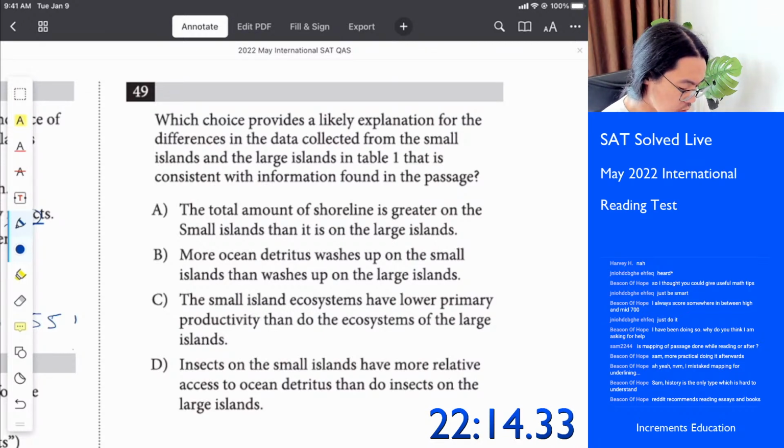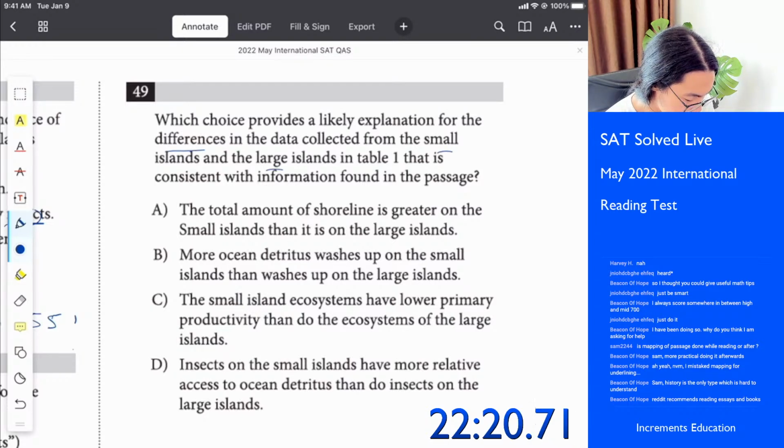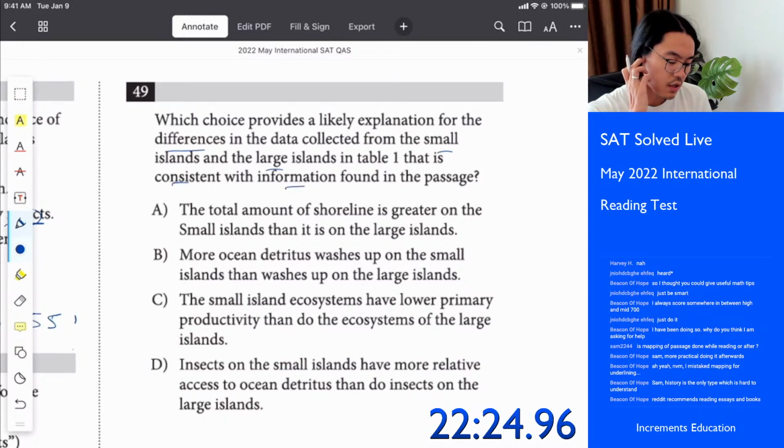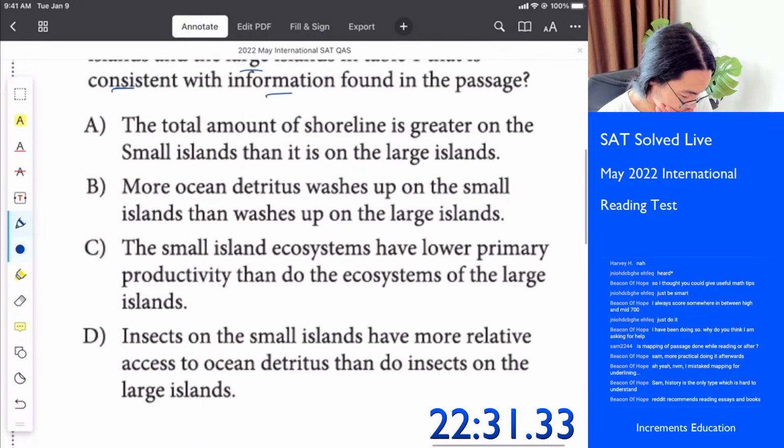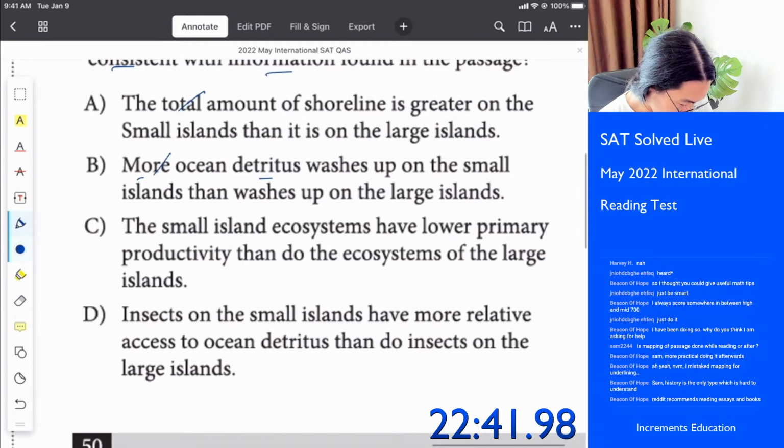Which choice provides a likely explanation for the difference in data? The difference collected from the small islands and the large islands. Consistent with the information found in the passage. Because the small islands have the perimeter and then the whatnots. More detritus washes. No, not the total amount. Not just more, relative access to detritus. There we go.